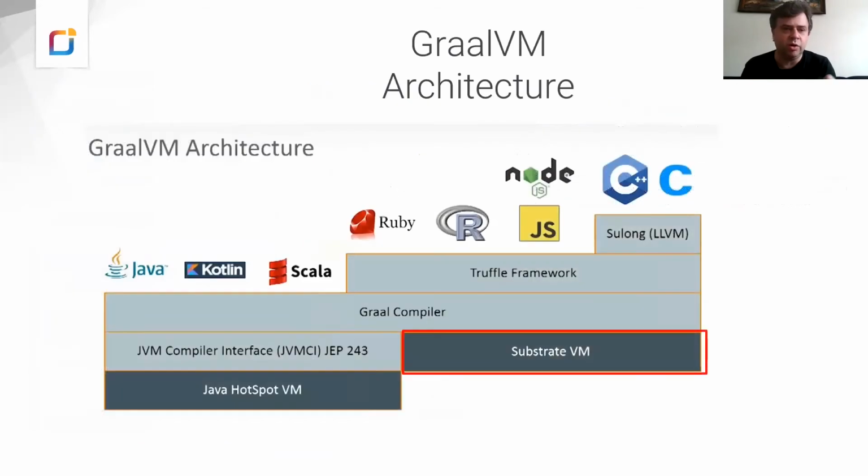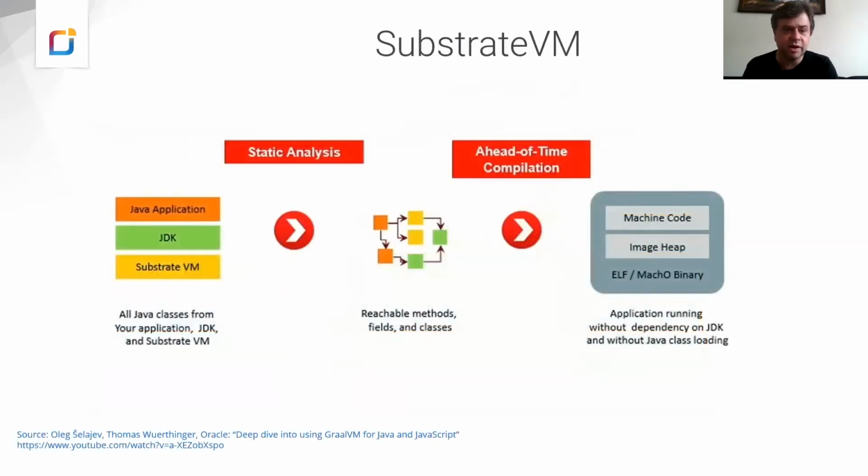What is very interesting, and what we will take into consideration, is the Substrate VM part of the GraalVM architecture, which is optional. So you can decide whether you use Substrate VM or not. And Substrate VM gives you ahead-of-time compilation. The ahead-of-time compilation works like this: it is a static closed-world analysis. All reachable methods, fields, and classes will be gathered and packed, only what is used, and then the native code will be produced. Native code for your operating system, Linux, and even Windows and Mac are supported.